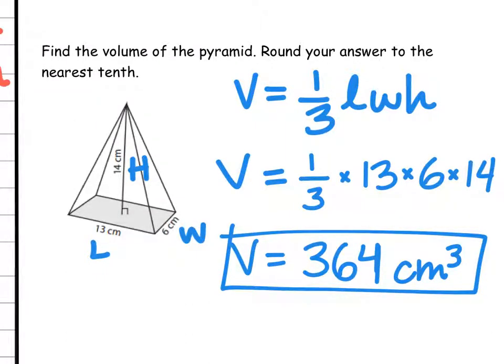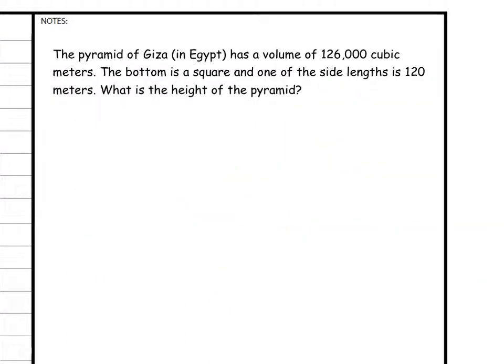364, excuse me. The Pyramid of Giza has a volume of 126,000 cubic meters. So the first thing we should do is write down the formula we're going to use. Or maybe we could draw a picture since we don't have one. I'm going to go ahead and draw a picture. It's not going to be a very good pyramid, because that's not really my forte. That's the best I can do.